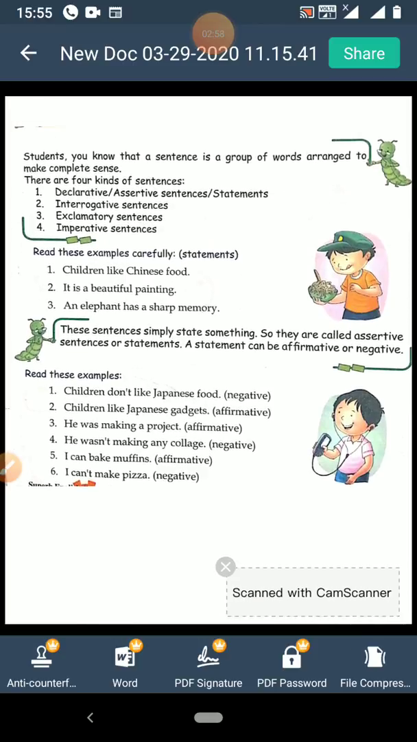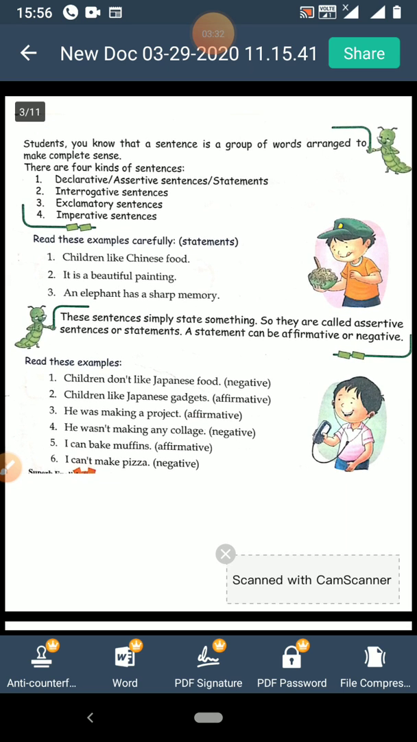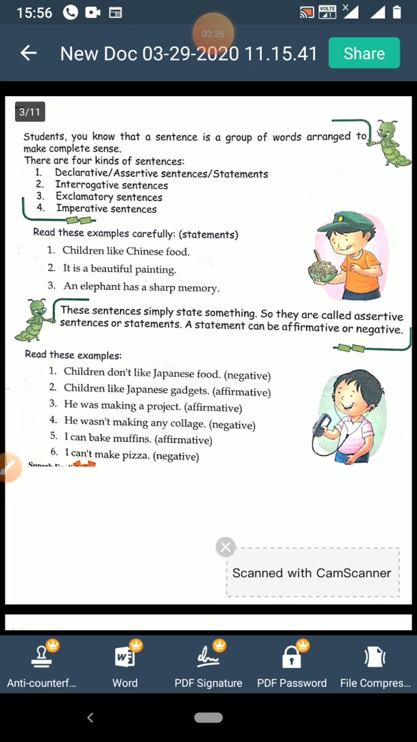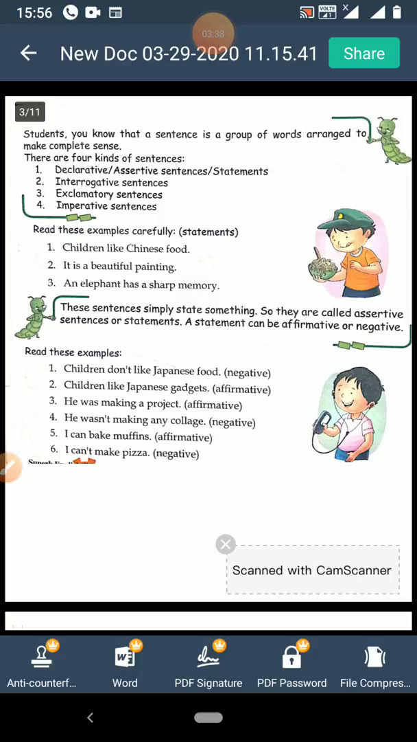Now, read these examples. Children don't like Japanese food. This is a negative sentence. I'll explain again. Words like no, never, not, if you use these words in any of the sentences, the sentence will be known as negative sentences. Second, children like Japanese gadgets. This is an affirmative sentence. Third, he was making a project. This is again an affirmative sentence because words like no, never, not have not been used in this sentence.